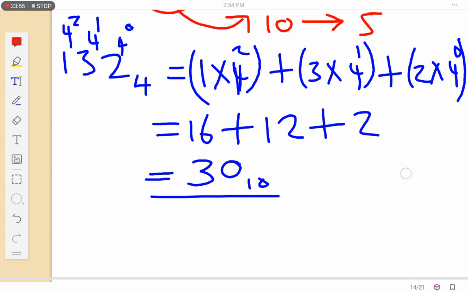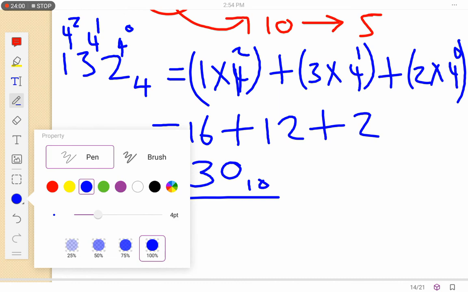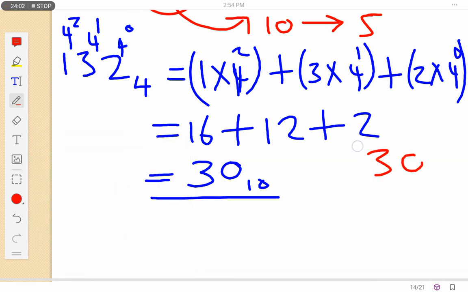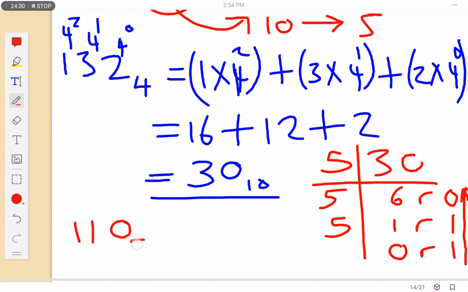Now we want to go to base 5. For base 5, we divide by 5. 30 divided by 5, we get a 6, remainder is 0. Then 5 into 6, 1, remainder is 1. 5 into 1, 0, remainder 1. So taking our number from bottom going up, we get 110. This is now in base 5.